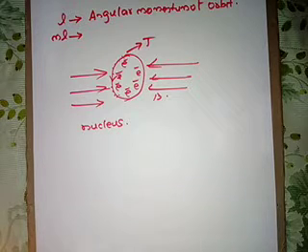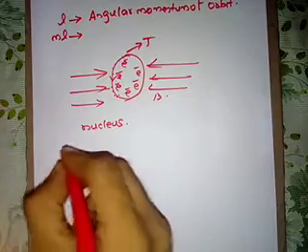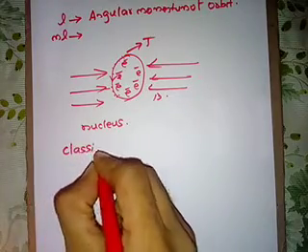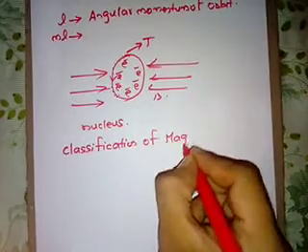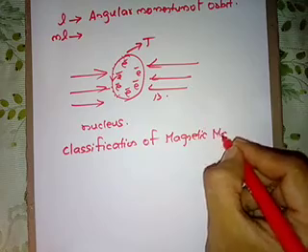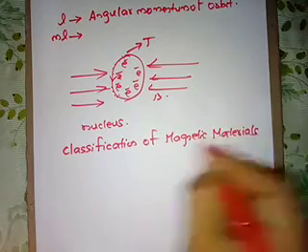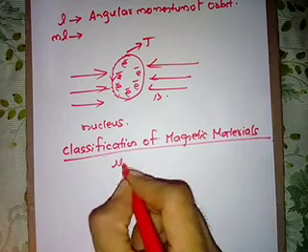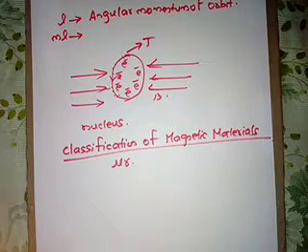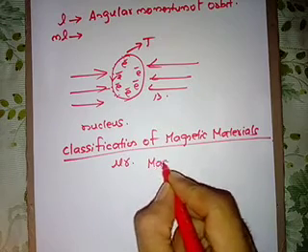Okay students, next, classification of magnetic materials. How the magnetic materials are classified. The magnetic materials are classified based on the magnetic property, that is relative permeability mu r. So the classification is given like this. This is how they are classified.